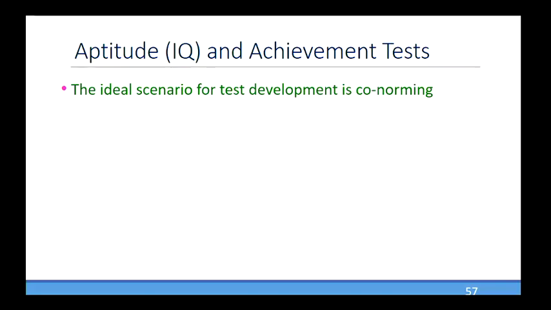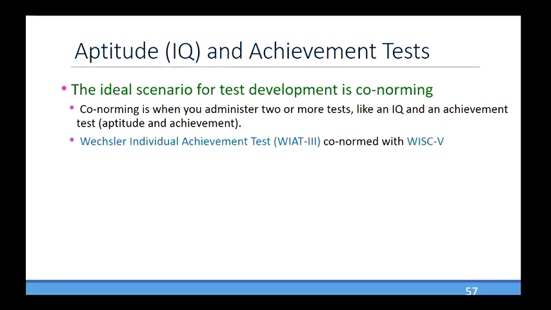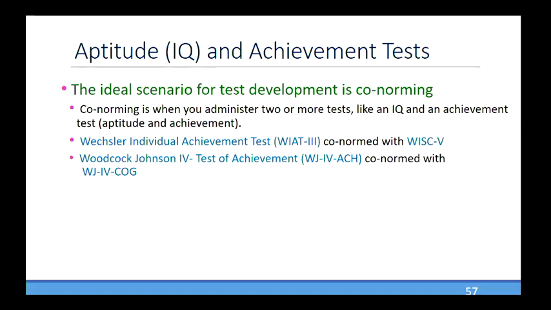Now, aptitude and IQ tests, aptitude and achievement tests, often we administer them concurrently, so it's really handy when you're developing the test to do what you call co-norming. So co-norming is when you administer 2 or more tests, like an IQ and an achievement test, and you compare across both of them. So the Weschler Individual Achievement Test, or the WIAT, that's a test of achievement from the Weschler family. It's co-normed with the WISC. And the Woodcock-Johnson test of achievement is co-normed with the Woodcock-Johnson Cognitive Abilities test. So then you can see performance across both of them.